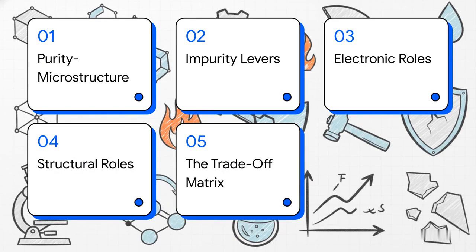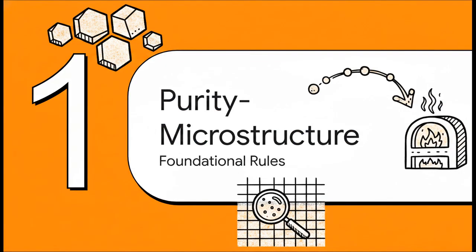Here's our quick roadmap for today's explainer. We'll be hitting 5 key areas: the purity microstructure link, impurity levers, electronic roles, structural roles, and finally, the trade-off matrix. All right, Section 1. Let's dive right into the purity microstructure link and set up some foundational rules for bulk polycrystalline alumina.